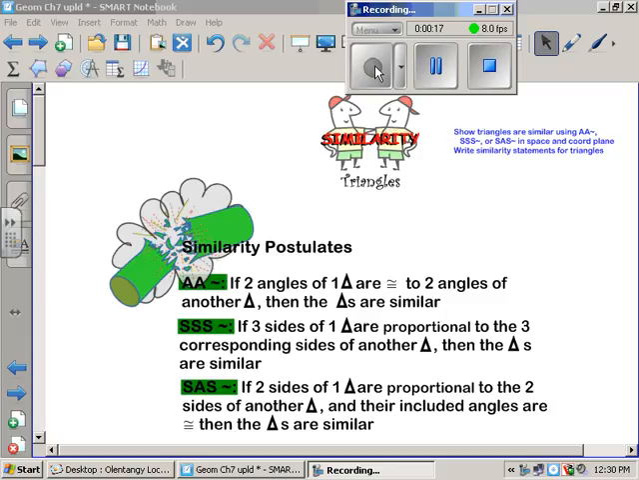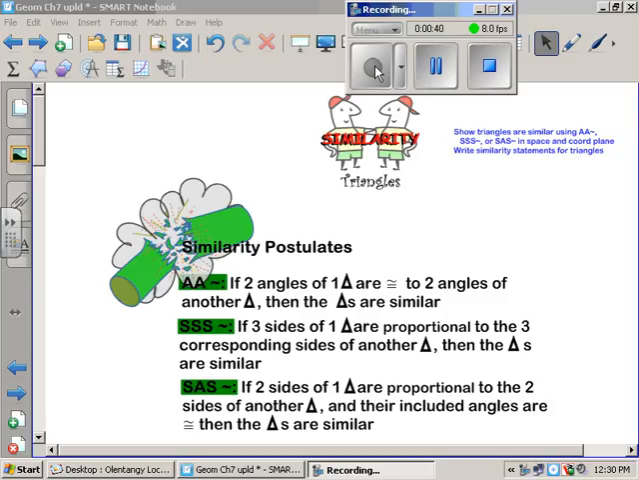Side, angle, side. Angle, side, angle. Hypotenuse, leg. Side, side, side. Angle, angle, side. Okay? Those are the 5 congruent shortcuts. So now we no longer have to prove all 3 angles and all 3 sides are congruent.